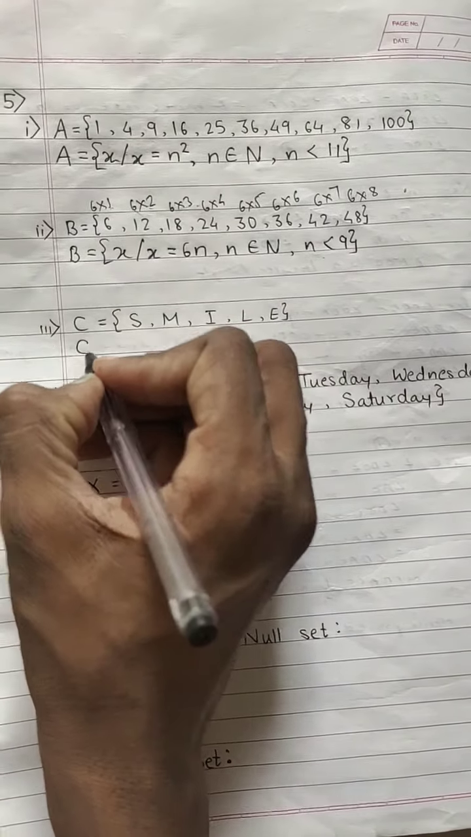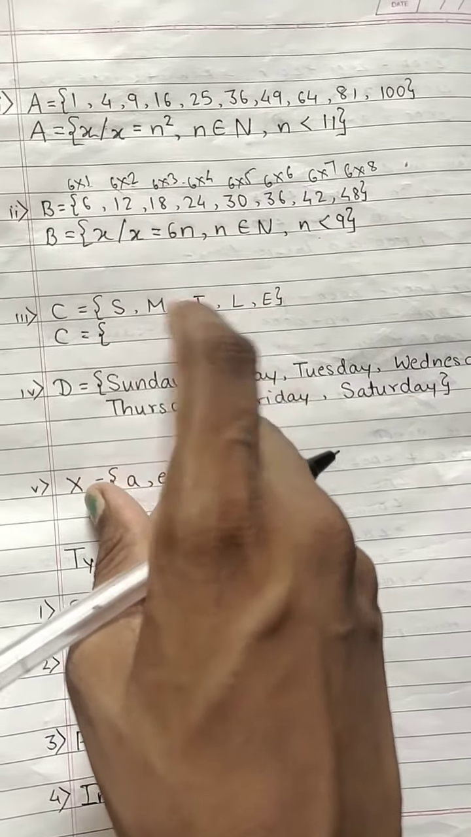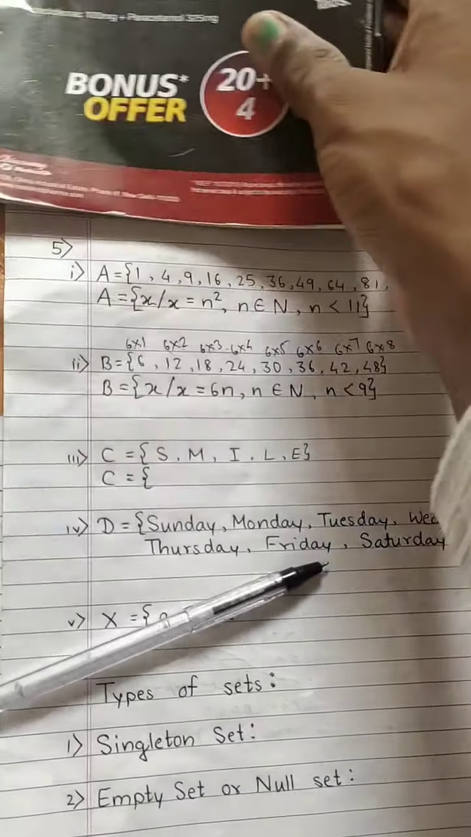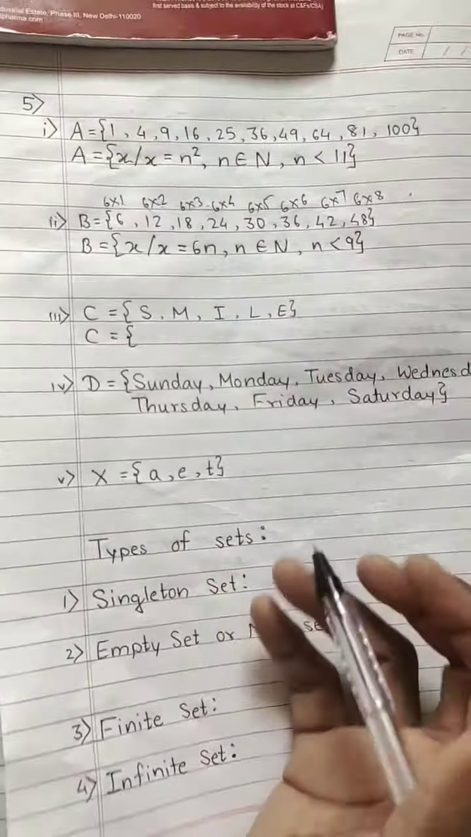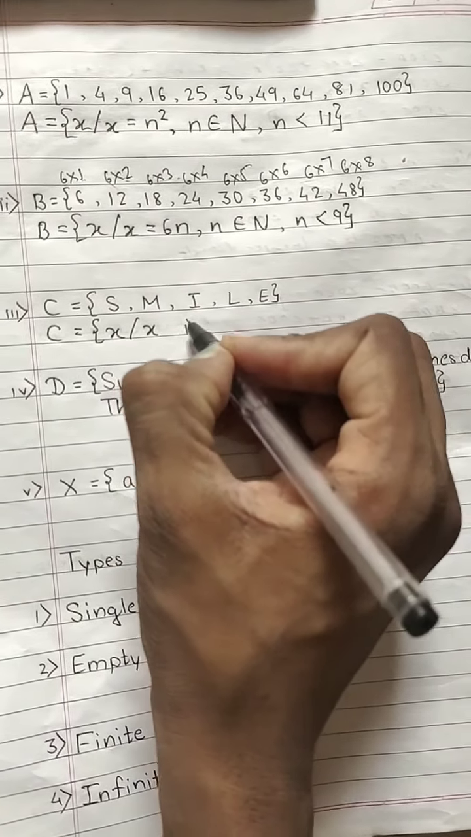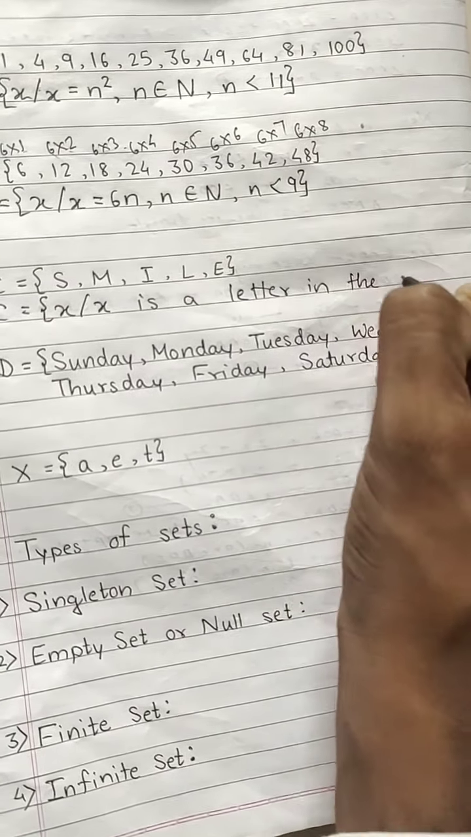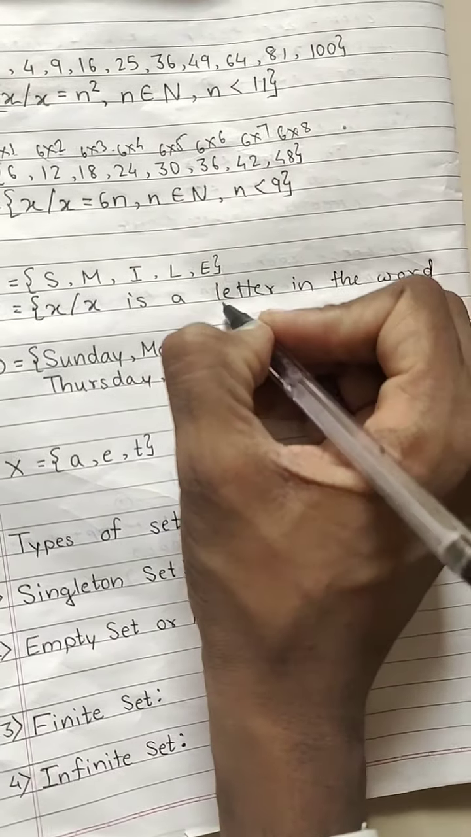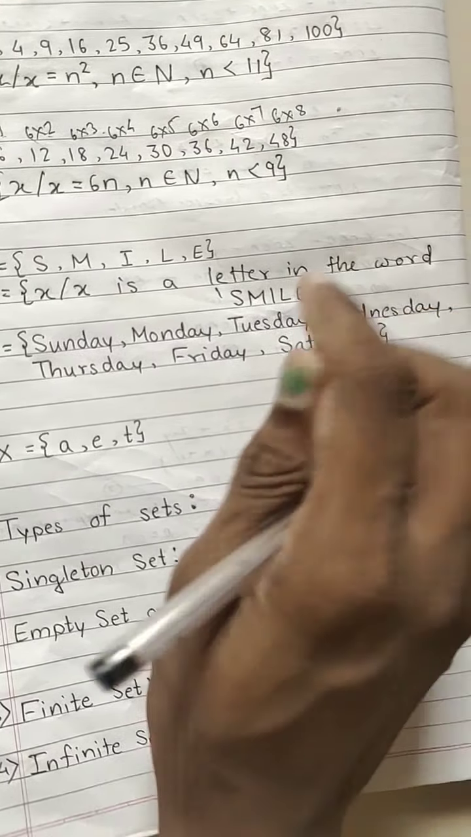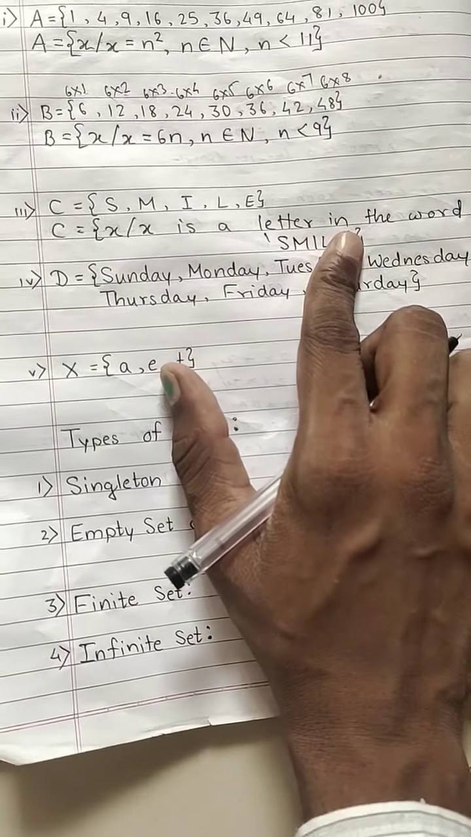Now we will move to second example, C. Now see, this is SMILE, so this is what? Smile. So I can write it letters of smile word. All are letters of smile word. So we can write here that x is such that x is a letter in the word, what? Smile. And remember, you have to write all the letters in capital, because here your question is in capital form. So you will also write here capital letters. Okay.